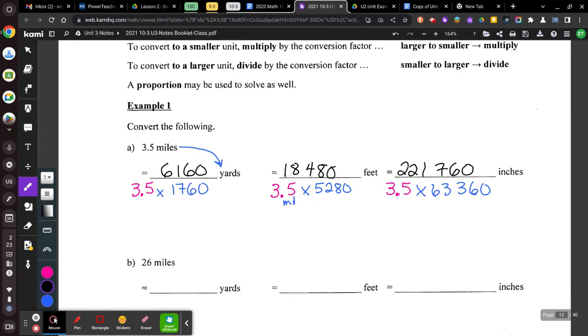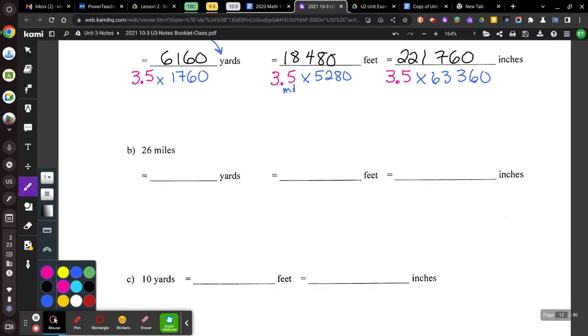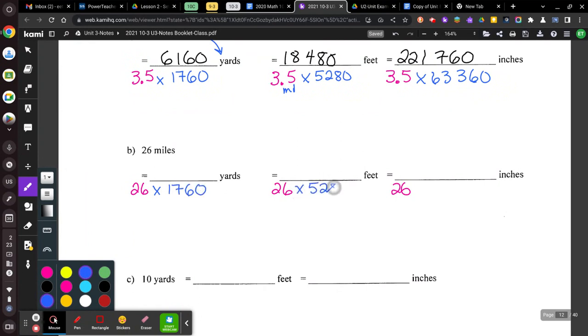We're going miles to yards, then miles to feet, and miles to inches. So since it's the exact same thing, all I need to do is take my starting number and I times by the numbers that I just did. 1760 times 5280 times 63360. Those are the numbers again we're getting from our chart.